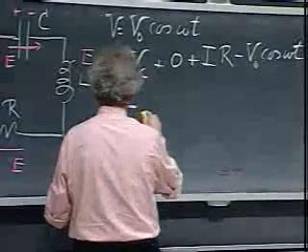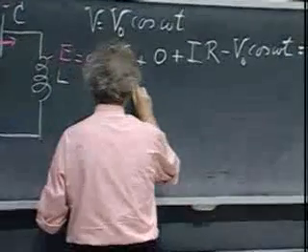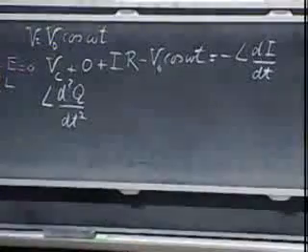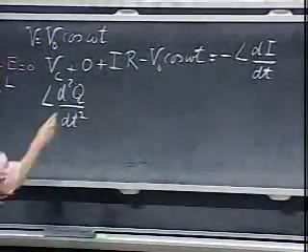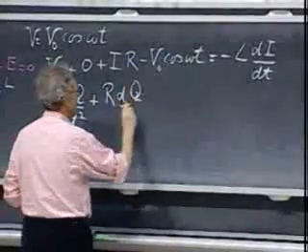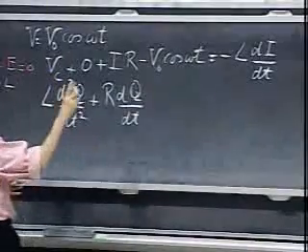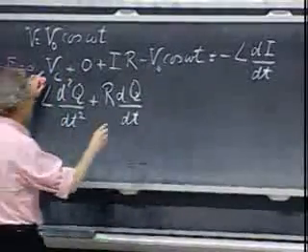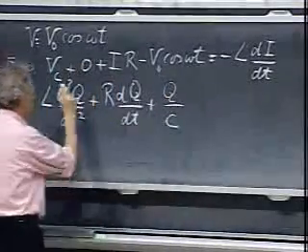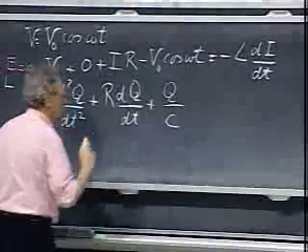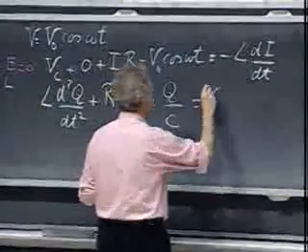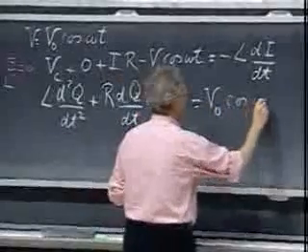So I get a plus L dI/dt, which now becomes d2q/dt squared. My goal is to get everything in terms of q. Then my IR becomes R times dq/dt. And my V of C becomes q divided by C. Notice that I ranked them in order d2q/dt squared, dq/dt, and then q. You don't have to do that, but there's nothing wrong with doing that. And then we get here equals V0 cosine omega t.